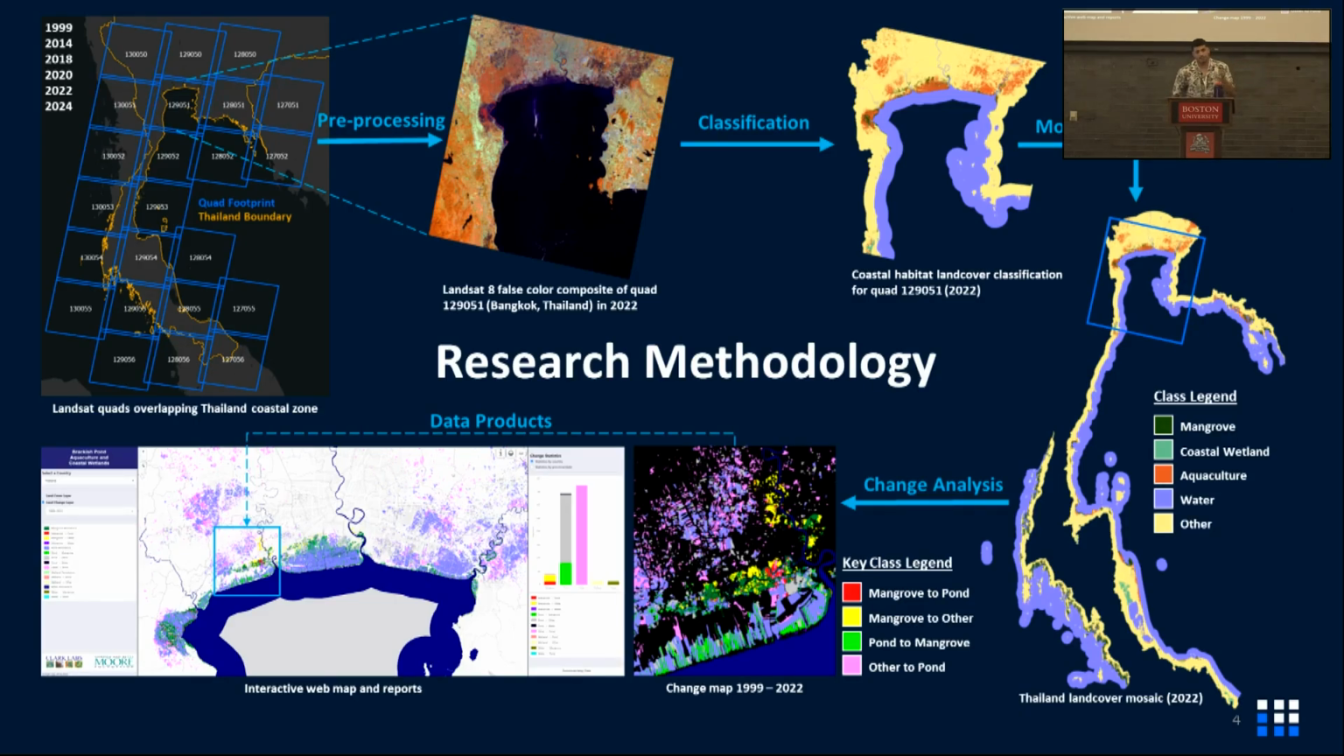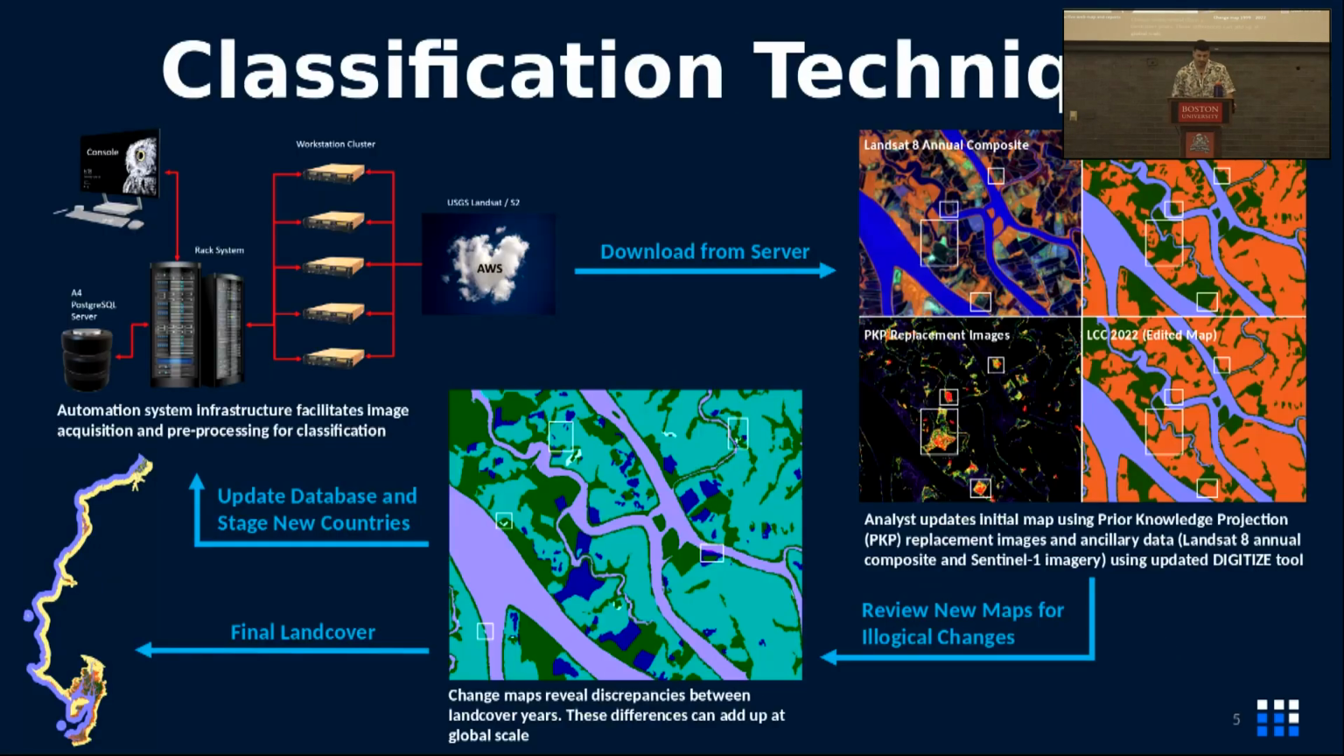Then those maps get fed into our online server where you can go interact with them, build maps of them, get statistics. This slide just goes over the classification technique as a whole. The long story short is that we have an automation server in the basement of our building. We go through a methodology we call the prior knowledge projection to create these maps that we can then use to help clean up manually. That's a job that takes a lot of labor.